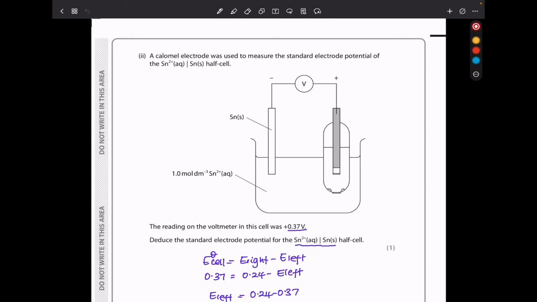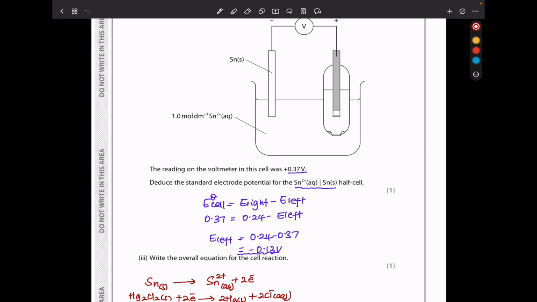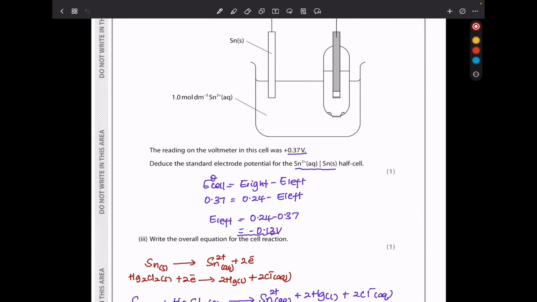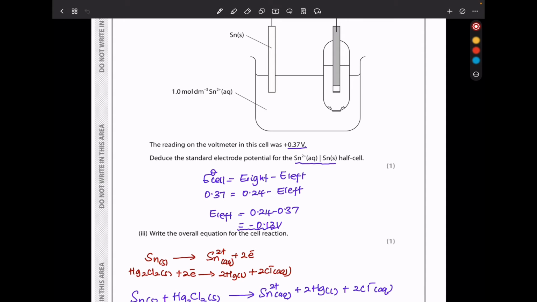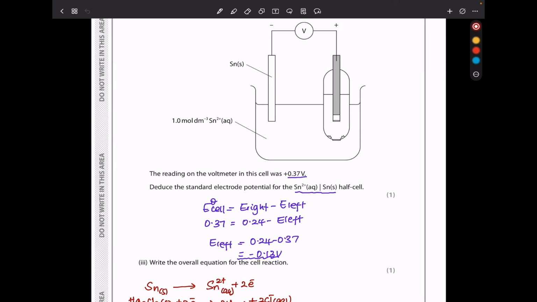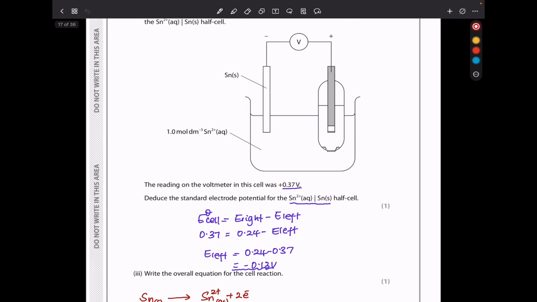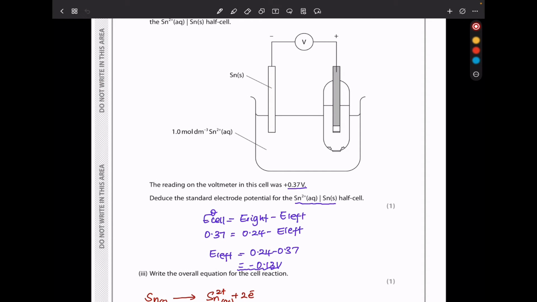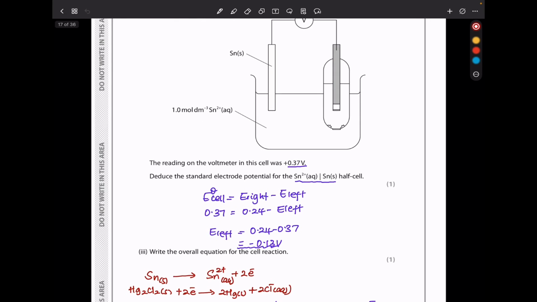Next they say, a calomel electrode was used to measure the standard electrode potential of the tin(II)/tin half cell. And they say the reading on the voltmeter in this cell was +0.37 volts. Deduce the standard electrode potential for the Sn2+/Sn(s) half cell. E theta of a cell is equal to E theta right minus E theta left. So they've given us 0.37. 0.37 will equal 0.24, which is provided, minus the E theta for the left. So E theta for the left is going to be 0.24 minus 0.37, giving us negative 0.13 volts. And again, 0.24 is the electrode potential of this calomel cell.